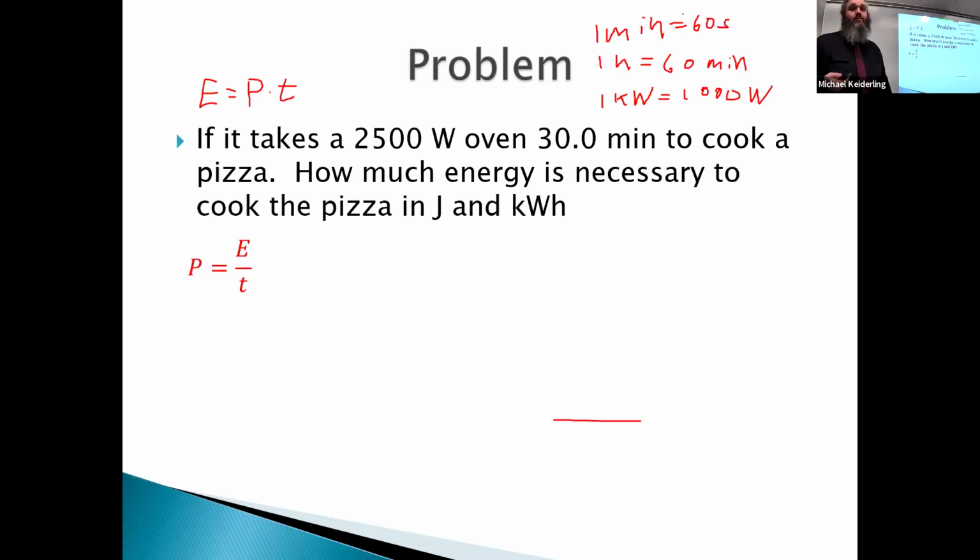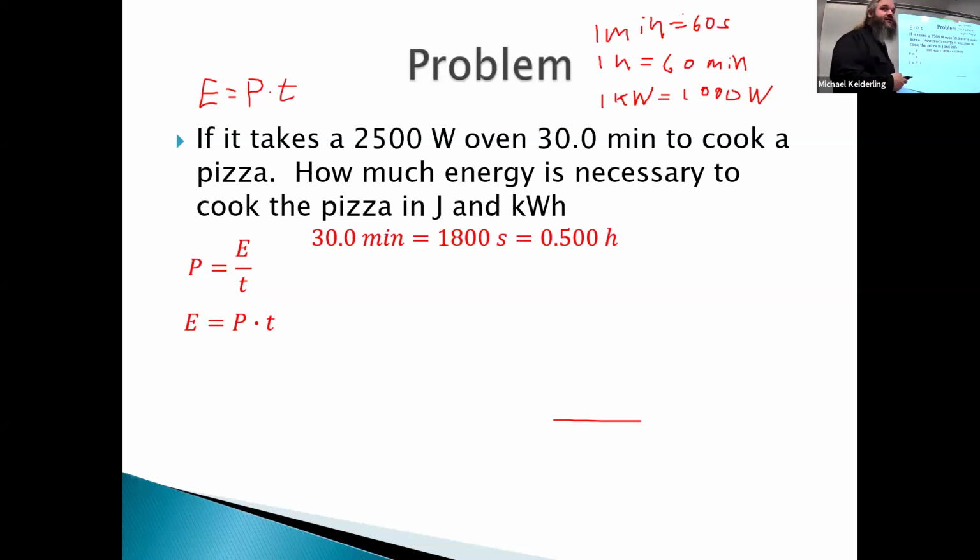So power is energy over time. Energy is power times time. So let's start by doing conversions. We're going to want time in both seconds and hours. 30 minutes is 1800 seconds. I'm just multiplying by 60. It's also half an hour, 0.5 hours, dividing by 60.